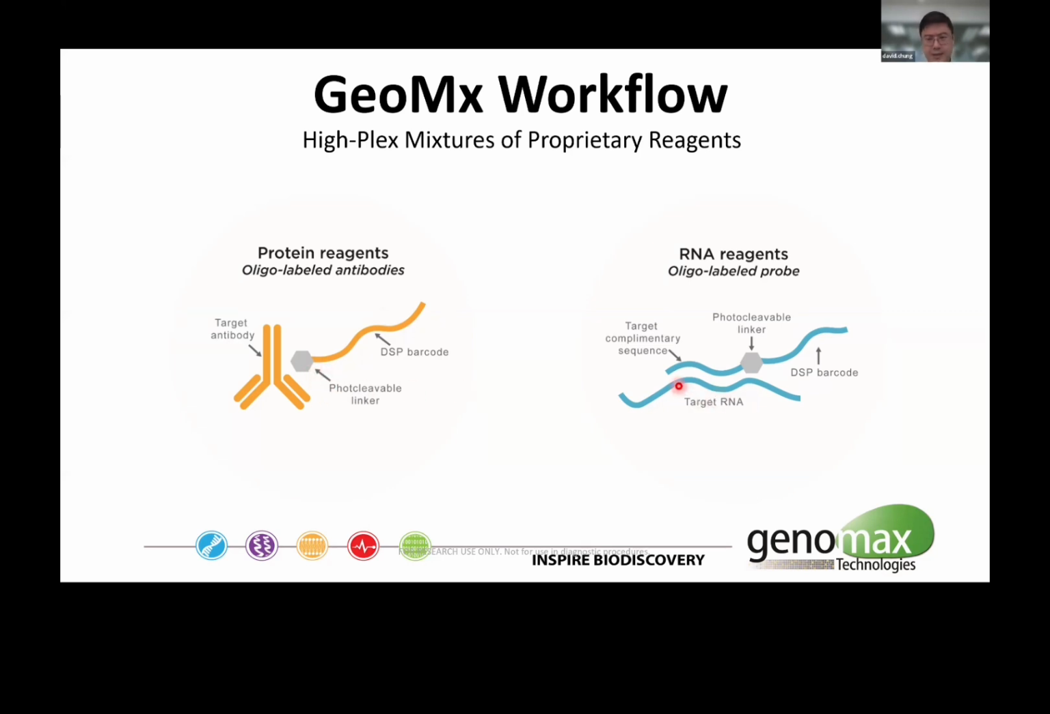For RNA reagents, they basically design an oligo which is complementary to the target RNA in the sample. Similarly, it also has a photocleavable linker and is linked to an oligo which will be used as a barcode for identification.